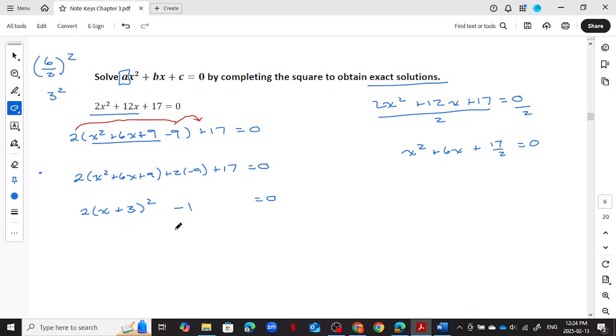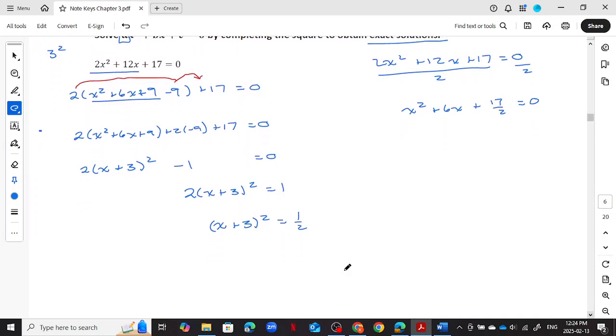Now we're going to keep solving this one algebraically. So I'm going to add 1 to both sides. Then I'm going to divide by 2 to both sides. Then I'm going to take the square root.